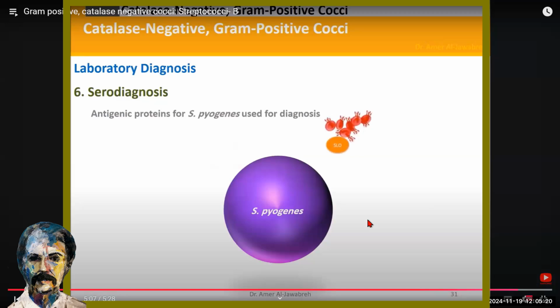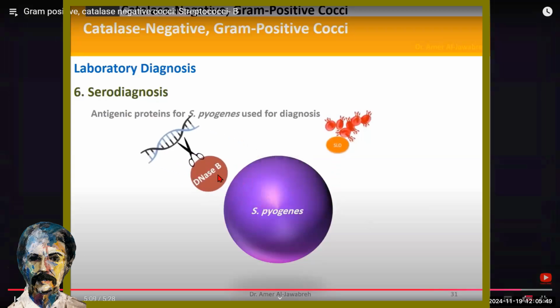It's just serology. Agglutination, very simple. Your sample is the serum, not the culture. Just take serum from the patient and then separate it by centrifugation, and just mix one drop with one drop. If there is agglutination, then it's positive, and you have the streptococcal infection. If not, then you don't have streptococcal infection. As simple as this.